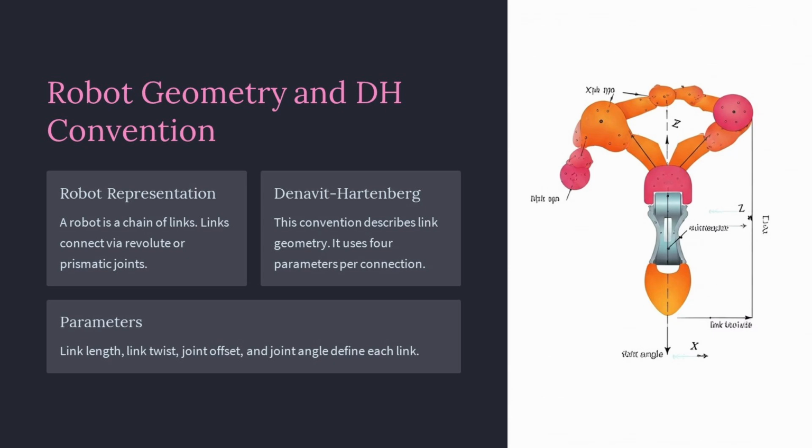For a revolute joint, the joint angle is the variable and the joint offset is fixed. For a prismatic joint, the joint offset is the variable and the joint angle is fixed. Once we define these four parameters for each link, we can build a 4x4 matrix called a homogeneous transformation matrix. Each of these matrices expresses the position and orientation of one link frame relative to the previous link frame.